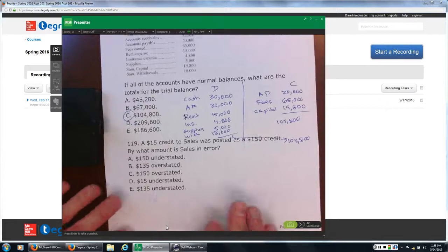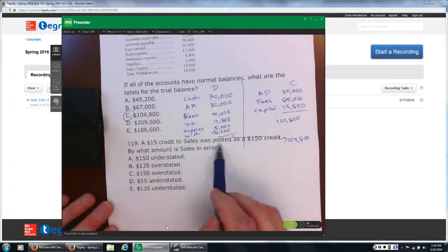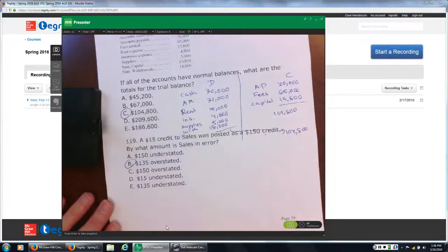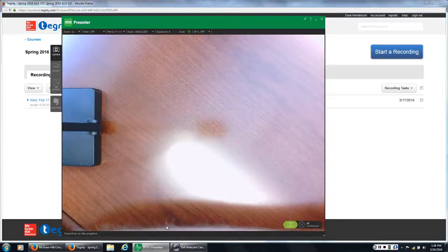So look at number 19 right here. It says a $15 credit to sales was posted at $150. So it is B, overstated by $135. Right?